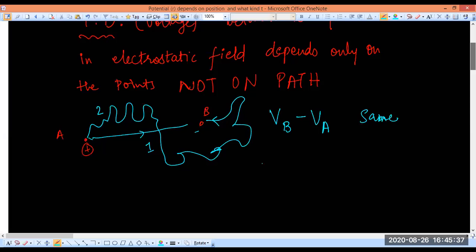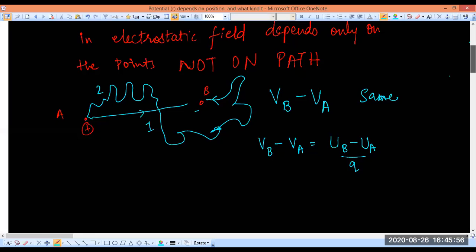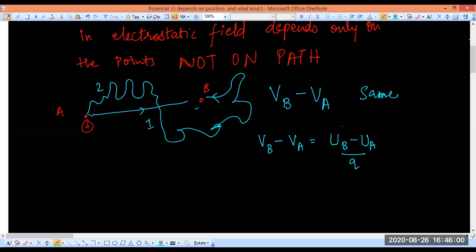Now this is obviously because if you look at the definition of VB minus VA, right, this is nothing but UB minus UA by Q, right? Okay, but UB minus UA is dependent on work, right? It is dependent on work, right? And because the electric force is a conservative force, right? Again, electric force is conservative, isn't it? Right? Electric force is conservative. So because it's conservative, this kind of work will not depend on path. Okay, does not depend on path.